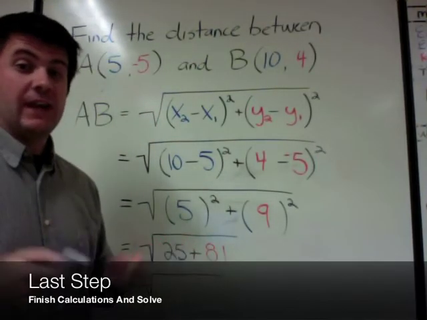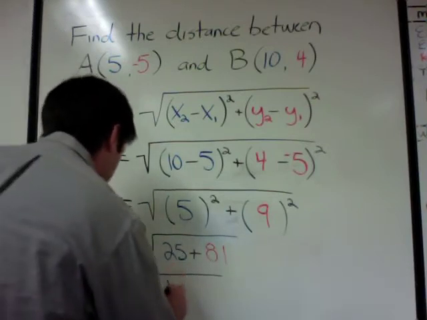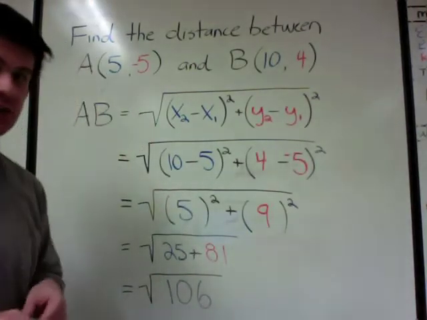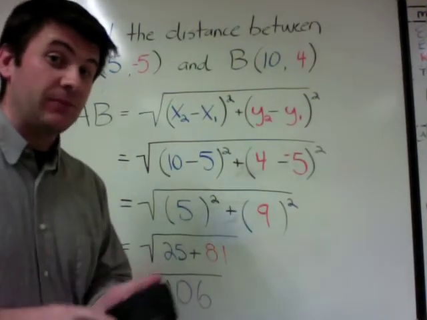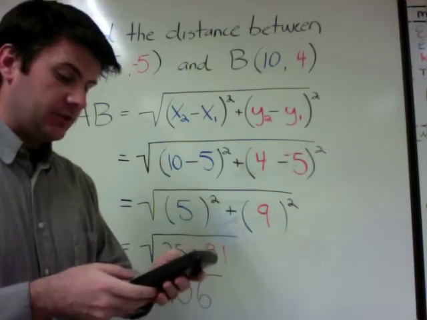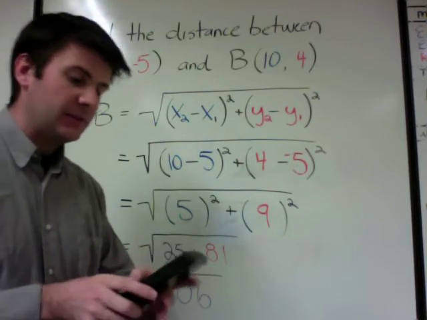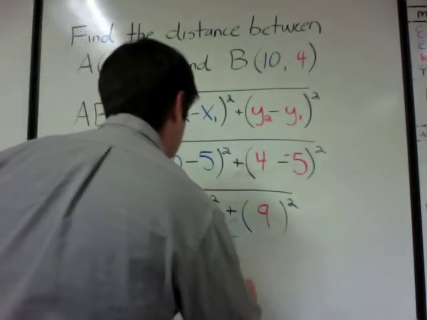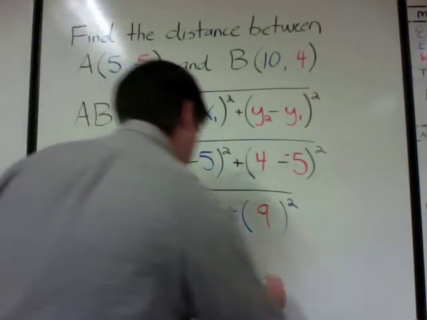Now we just have to make our last couple of calculations here. 25 plus 81 is 106. Now, depending on your teacher, you could just leave it as the square root of 106. Some teachers might ask you to simplify it or give an approximate value, which I'm going to do in my calculator right now. So the square root of 106 is equal to approximately 10.3. So I'll write this as an alternative answer. Approximately 10.3.